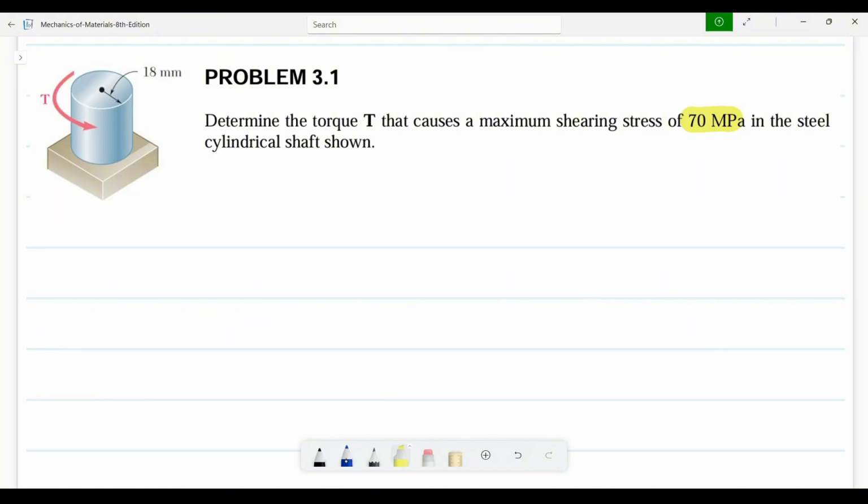Let's start with the basic formula. We have maximum shear stress, which is equal to torque times the outer radius of the shaft, which is C, divided by the polar moment of inertia, which is J. And for a solid circular shaft, J is equal to pi C to the power of 4 divided by 2.